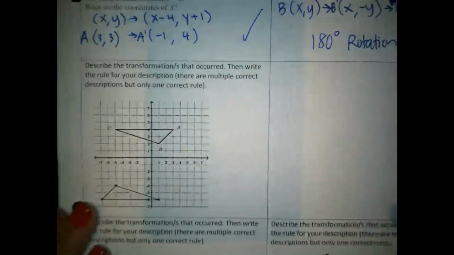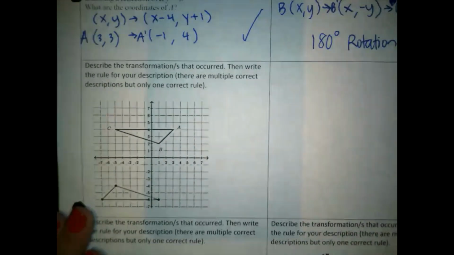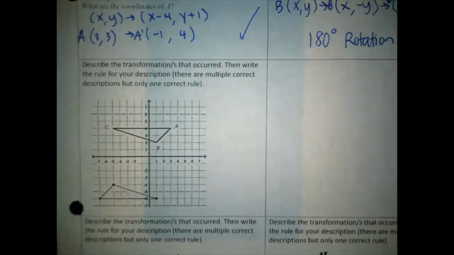Let's move to the next one. I've given us some blank space to work in. We're going to describe the transformation or transformations that occurred. Then we're going to write a rule to fit this description. There are multiple correct descriptions, but only one correct rule. So let's take one step at a time, and we'll see what this looks like, and then we'll consider other possible answers or descriptions.